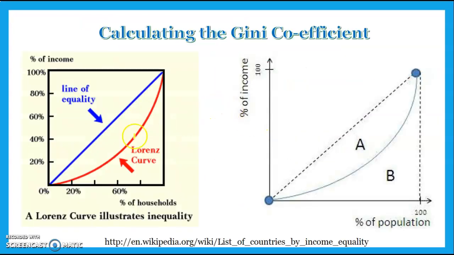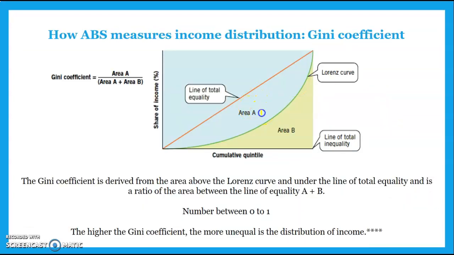So if you look at it here, you've got your Lorenz curve, you've got your line of equality. The area A is the area between the line of equality and the Lorenz curve. You divide A divided by A plus B, all the area below, and that gives you a figure of between 0 and 1. Okay, so it's area A divided by area A plus B, and that will give you a Gini coefficient of between 0 and 1.